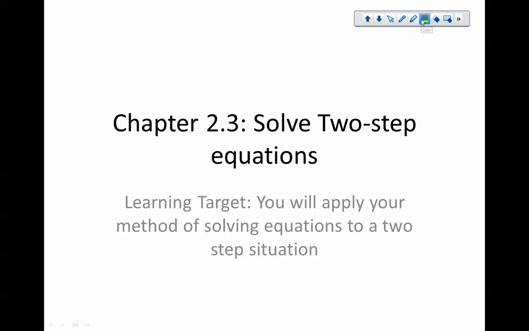Chapter 2.3. We are doing solving, and more solving today. We're just increasing the difficulty, right? Instead of doing one step, we're doing two-step equations today. So what you're going to do today is apply the method of solving equations to a two-step equation. What we did yesterday, where we're doing inverse operations to isolate a variable with equivalent equations, we're doing that again today, except now we're doing it with multiple steps.